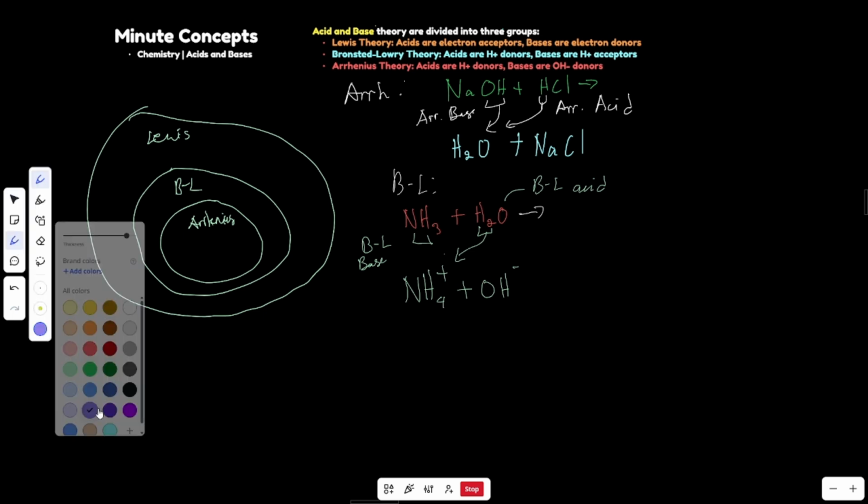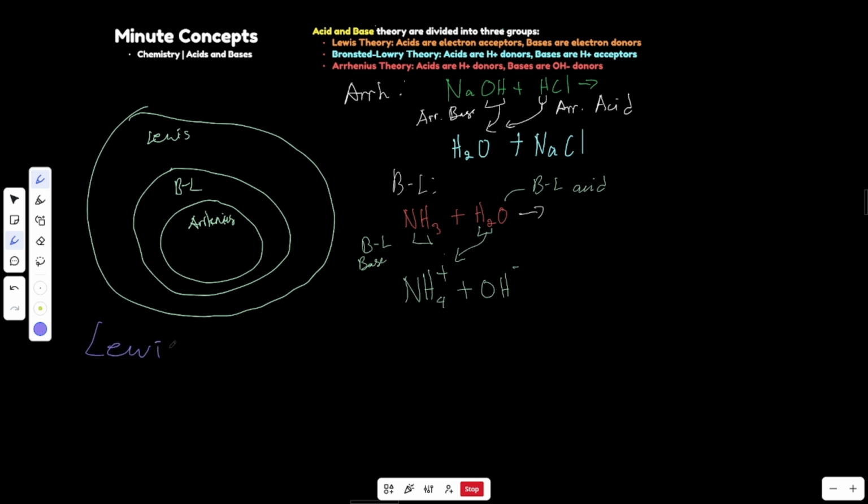Right now, for Lewis, we have an example of boron trifluoride plus ammonia forms boron trifluoride and NH3. So that's literally it.